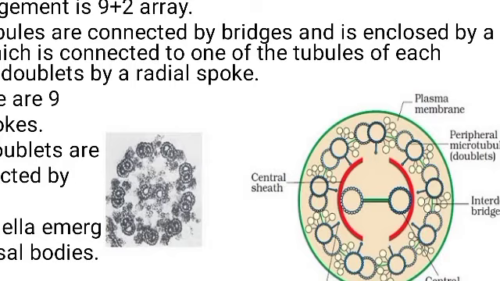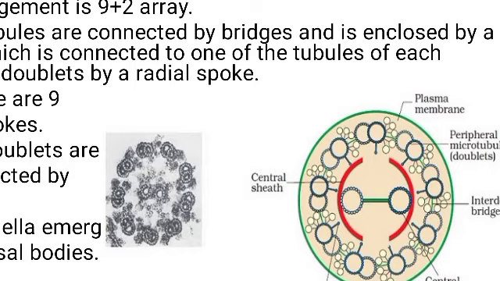Okay, see why we say it as doublet? You can see here each one is seen in 2 in number, isn't it? And when you count it, you can see 9 are there. This is 1, 2, 3, 4, 5, 6, 7, 8 and 9. So we can say that 9 pairs of doublets are radially arranged. These are arranged in radial position, isn't it? Radially arranged peripheral microtubules.